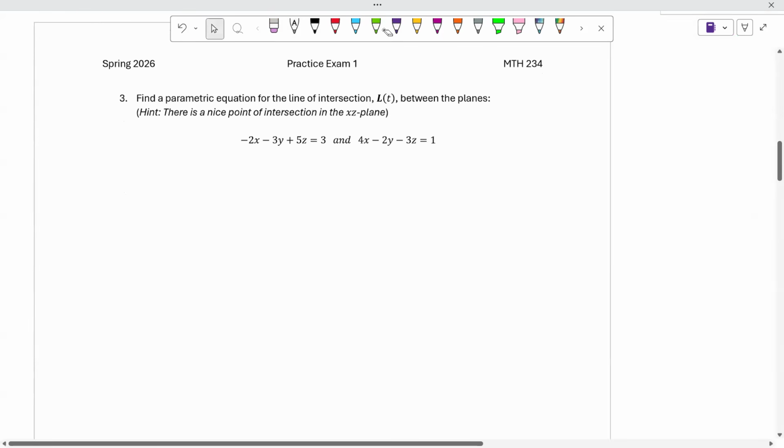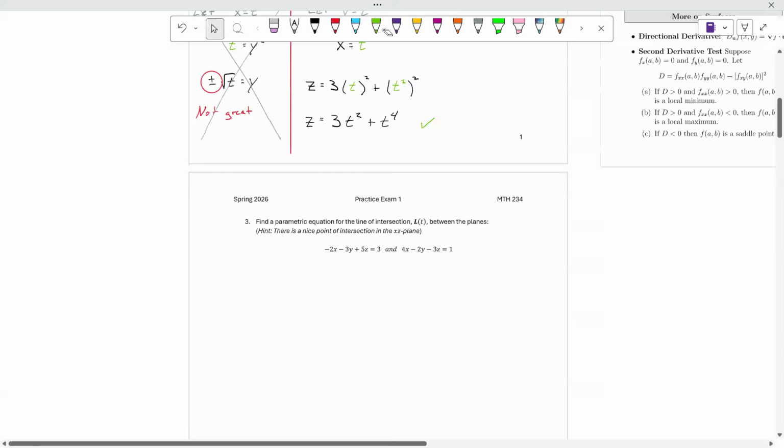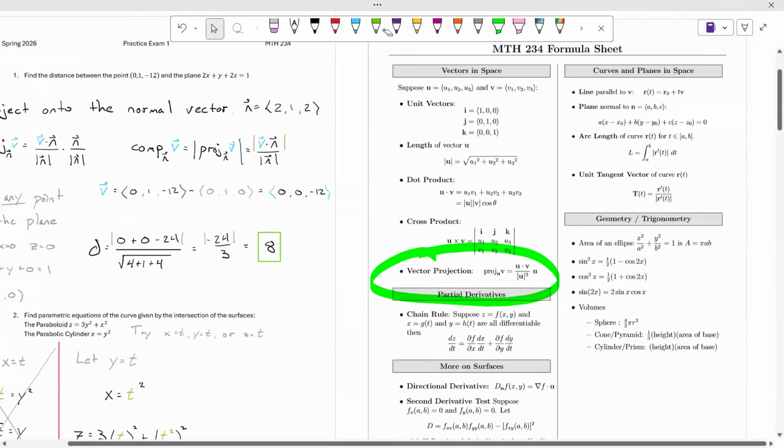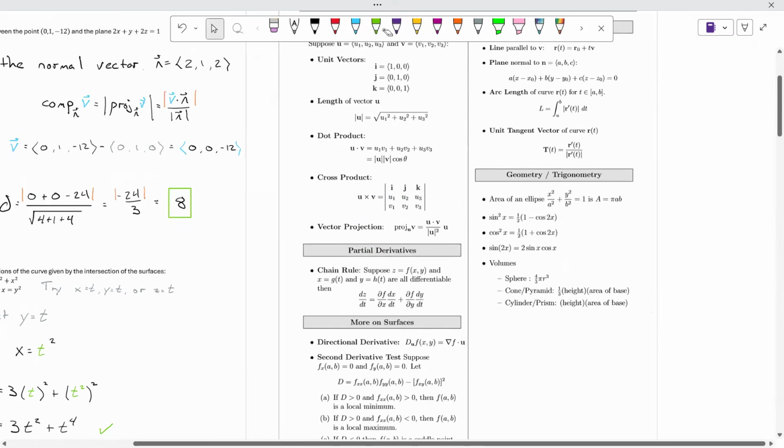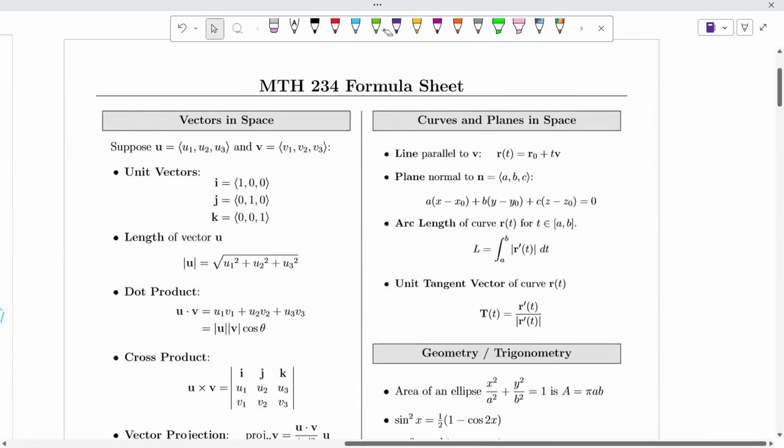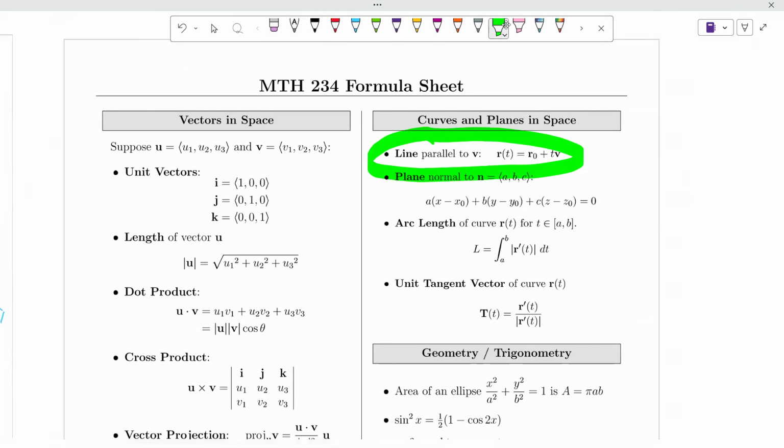Speaking of parameterizations, let's find parametric equations for the line of intersection between two planes. This is really just find the intersection between two planes, and then we're going to express that line parametrically. So lines, as we might recall, are a one-dimensional object, so I should only need one parameter to talk about them. And in fact, if I go over to my formula sheets, I can find an equation for a line. It's right here.